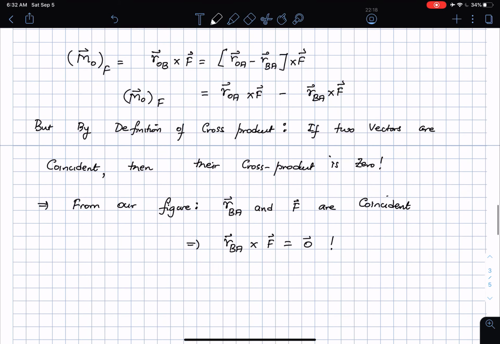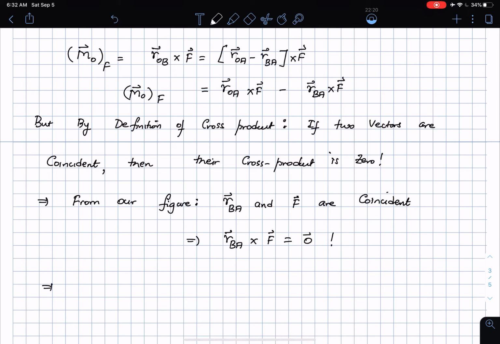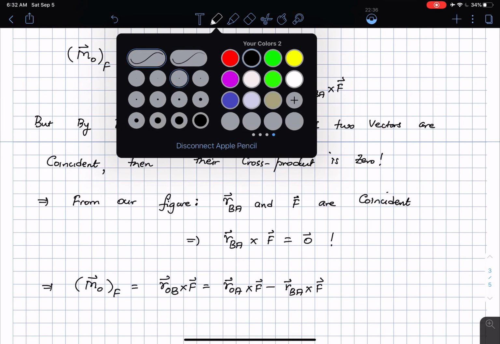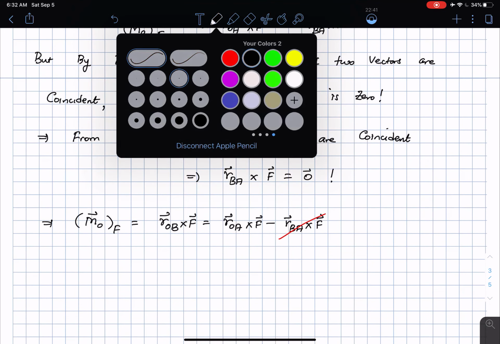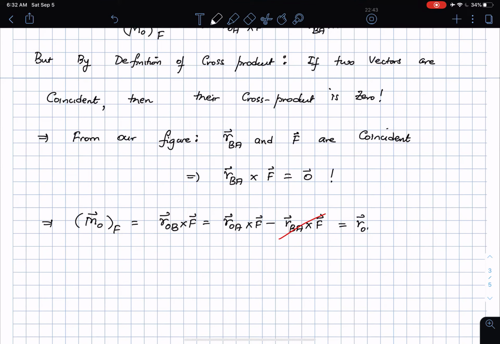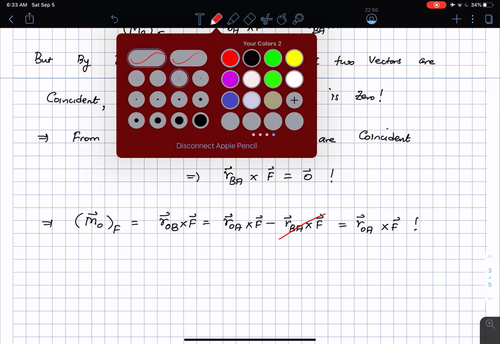Okay, which tells me that moment about O due to the force F, if I started off as ROB cross F, this became ROA cross F minus RBA cross F. But then RBA cross F is 0, which tells me that this is the same as ROA cross F, right? This is magically happening here. Okay, it's all taking place.